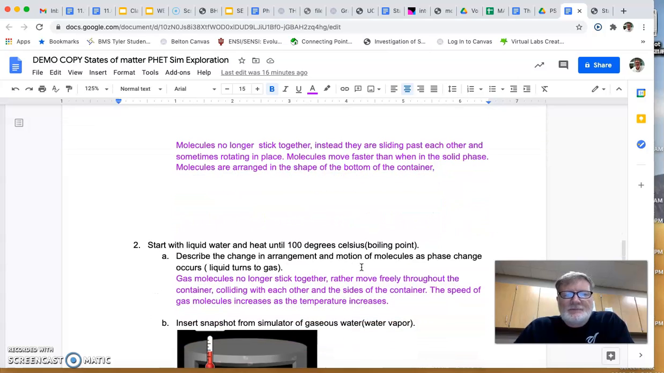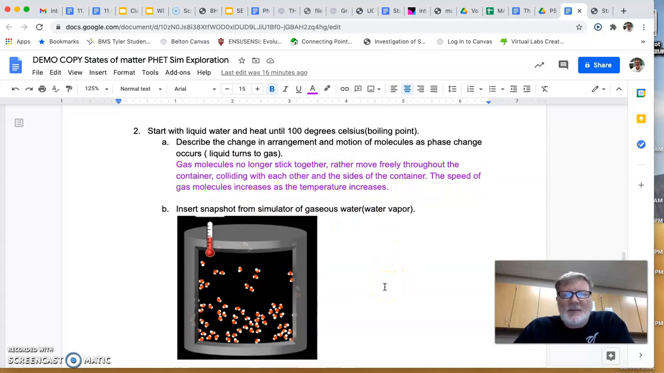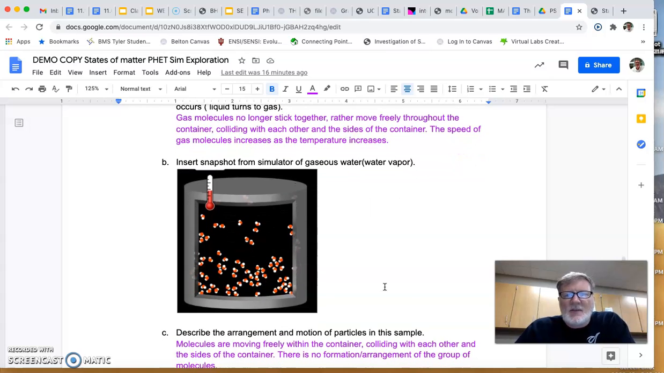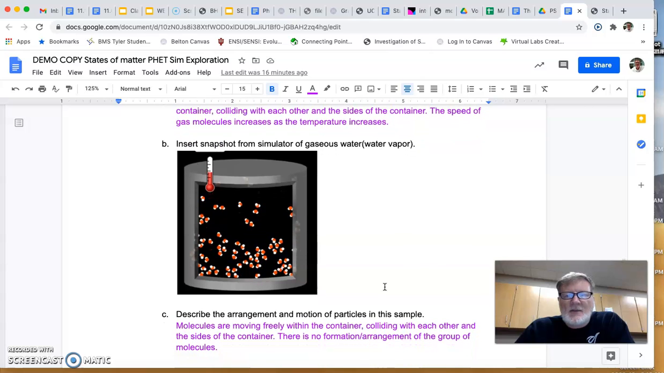Number two, we're going to describe the change in arrangement and motion of molecules as phase change occurs from a liquid to a gas. The gas molecules no longer stick together. They move freely throughout the container, colliding with each other and the sides of the container. The speed of the gas molecules has increased, or is faster than when they are in the liquid or solid state.